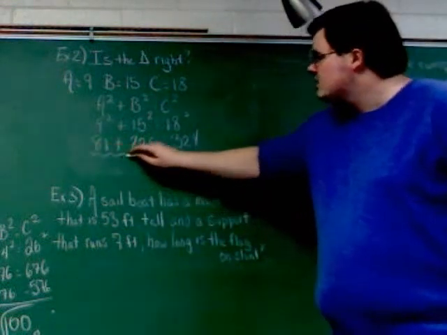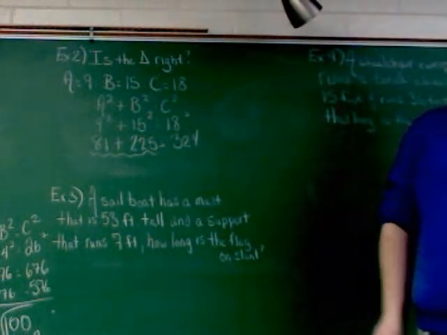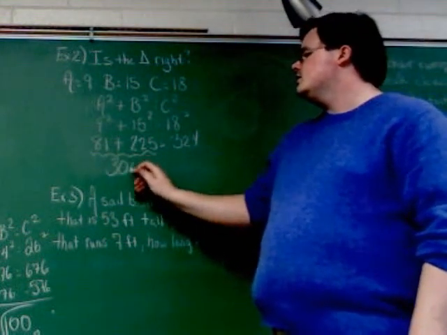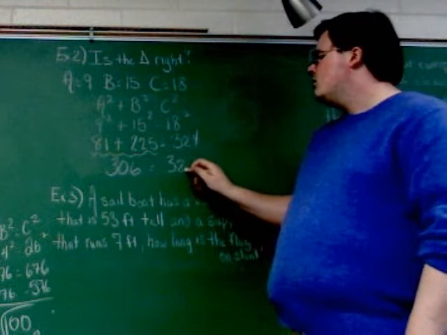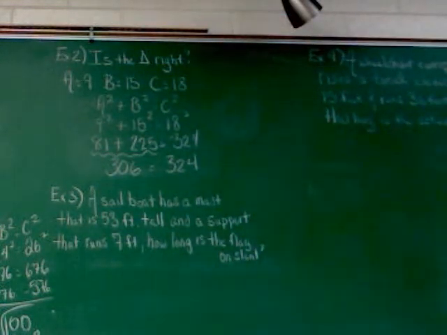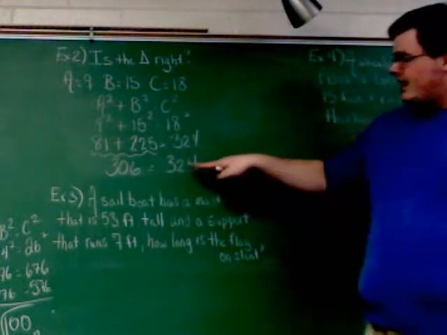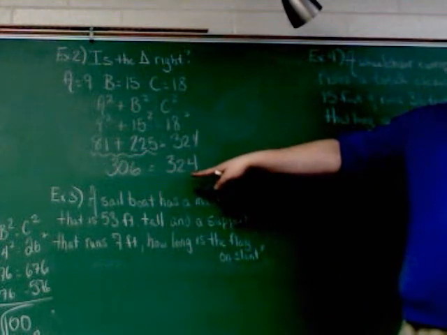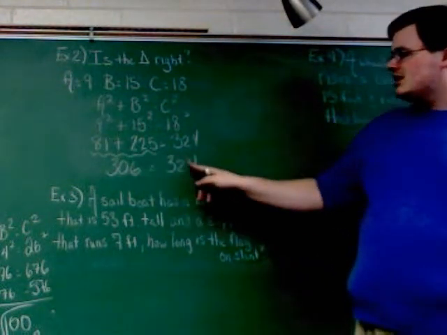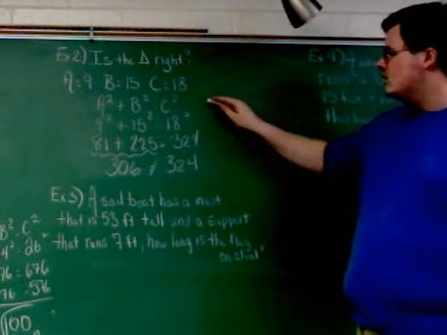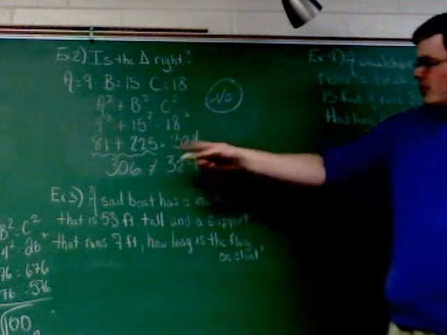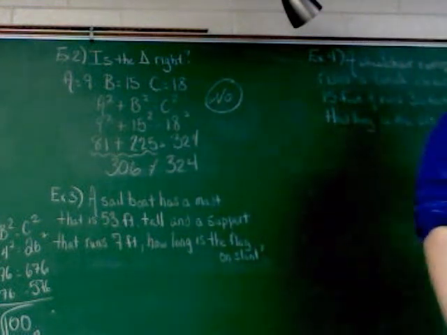Now, I'm going to simplify this left side because you can see there's just an addition sign there, so I'm just going to add those, nothing fancy, and that makes 306. Now, in order for this to be a right triangle, again, this number has to be the same as this number. If it's anything different, then they're not a right triangle. Well, that's 306, that's 324. Those are not equal, so this is not a right triangle. If they had both been 324, then you'd have a right triangle.